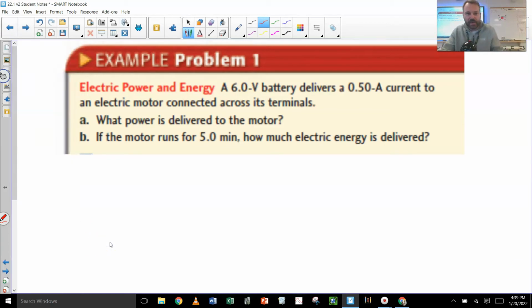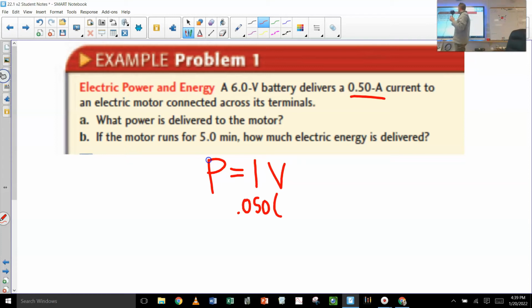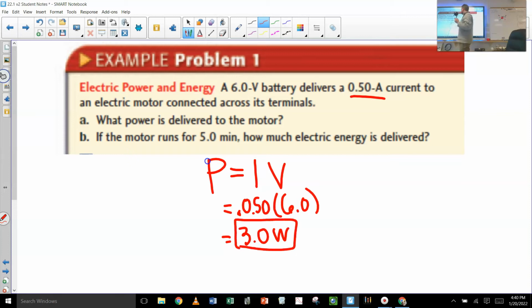So here's our first example problem. An electric motor. What's the power delivered to this motor? From before, remember that power is current times voltage. They're giving me the current, 0.050. They're giving me the voltage, 6.0. So 0.05 times 6 is 0.3. The units for power are watts. So 3.0 watts. Part A.